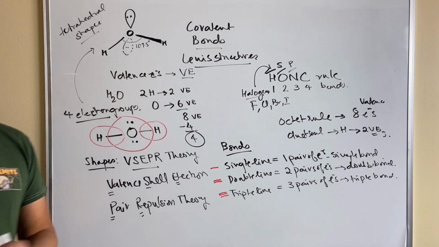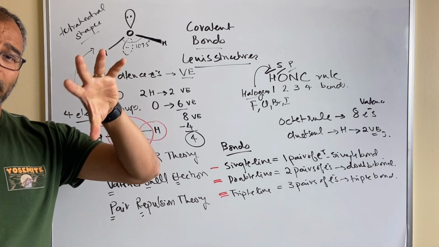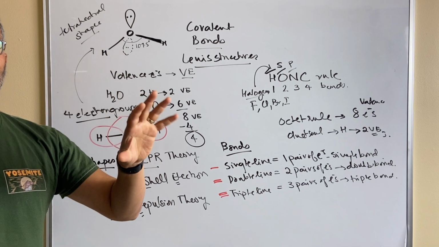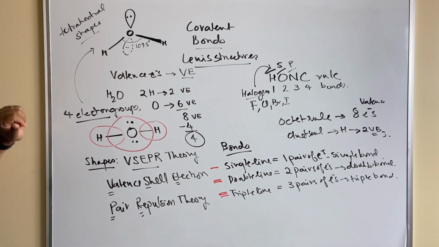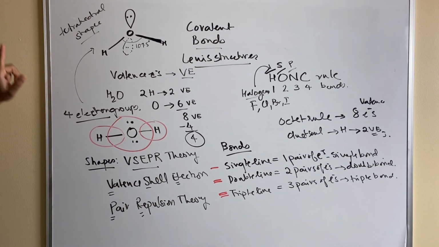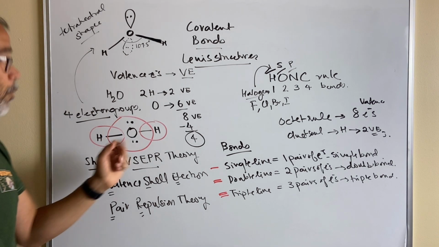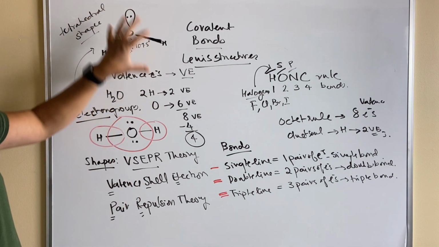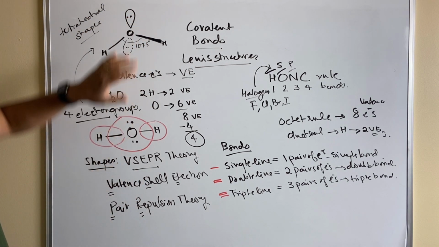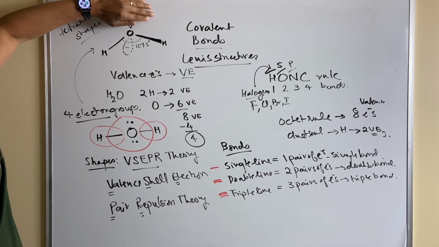So anytime you have 4 electron groups around a central atom, it's going to take the shape of a tetrahedron. Therefore, it's a tetrahedral shape, okay? Now, in order to predict the shape of the water molecule, once you arrange the 4 electron groups, then you just ignore the lone electrons.